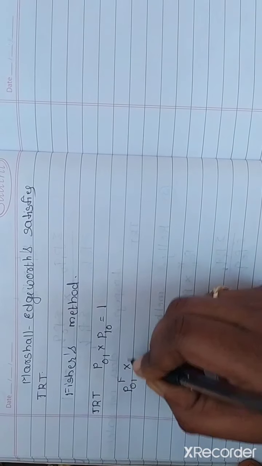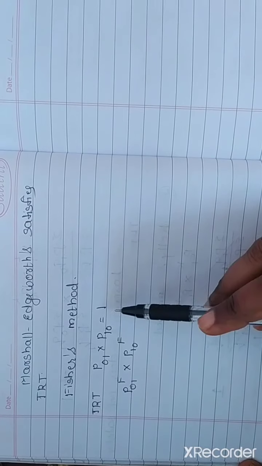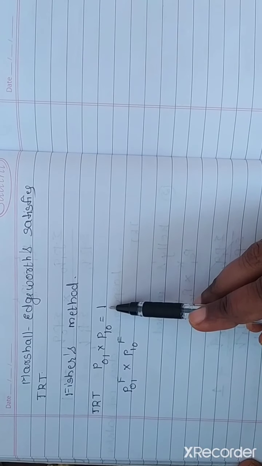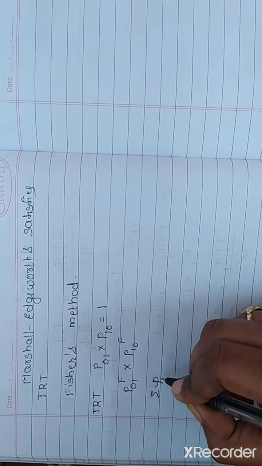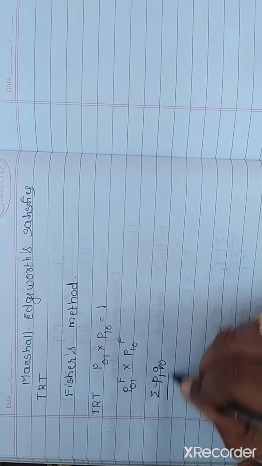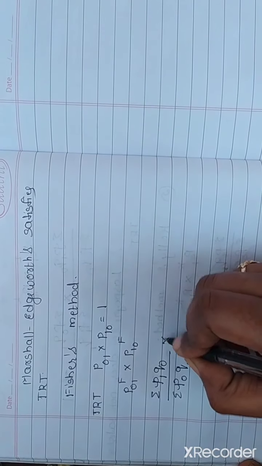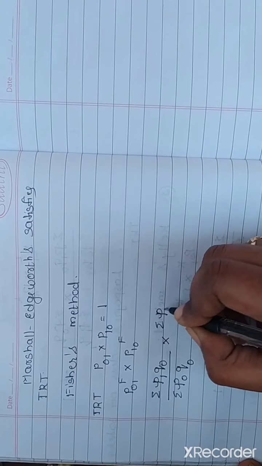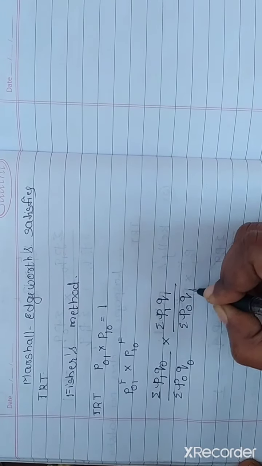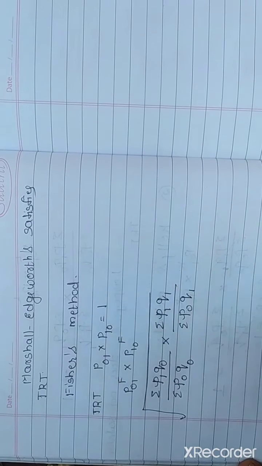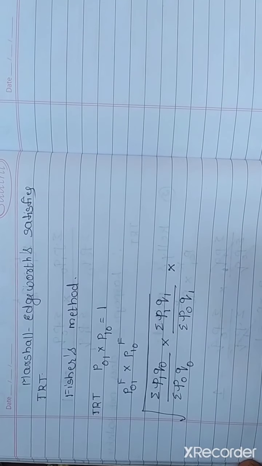P01F into P10F, the LHS is considered. We prove that it is equal to 1. Now what is Fisher's formula? Square root of summation P1 Q0 divided by summation P0 Q0, into summation P1 Q1 divided by summation P0 Q1. So this is under the square root. Into 100 is not considered here.